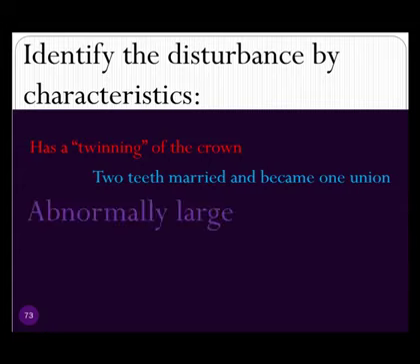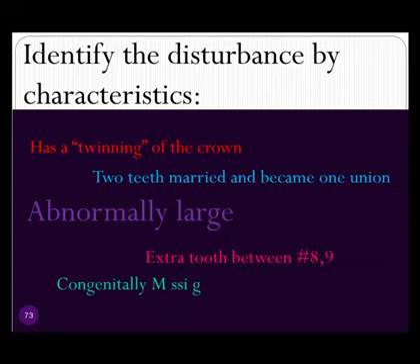A tooth that is abnormally large, macrodontia. An extra tooth between 8 and 9, mesiodens. Congenitally missing, anodontia. Abnormally small, microdontia. And extra cusp. That would be a tubercle.